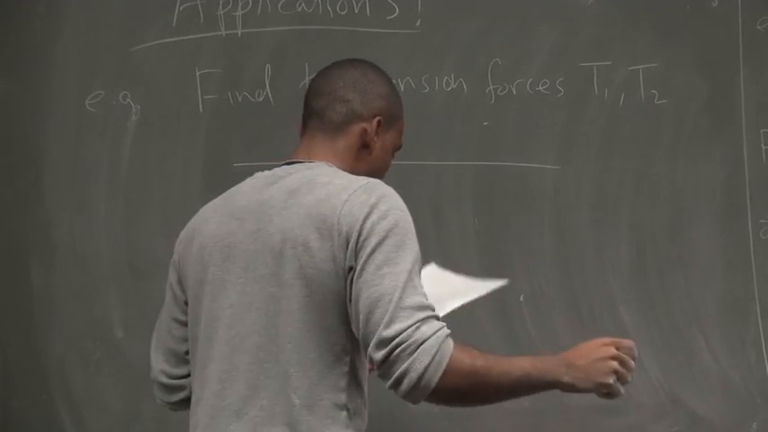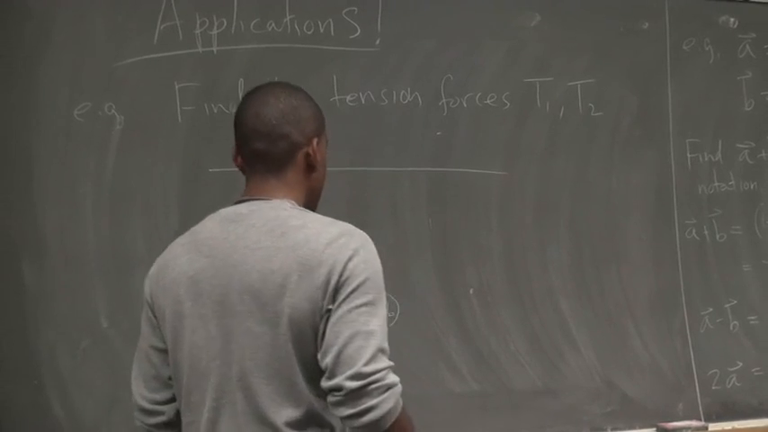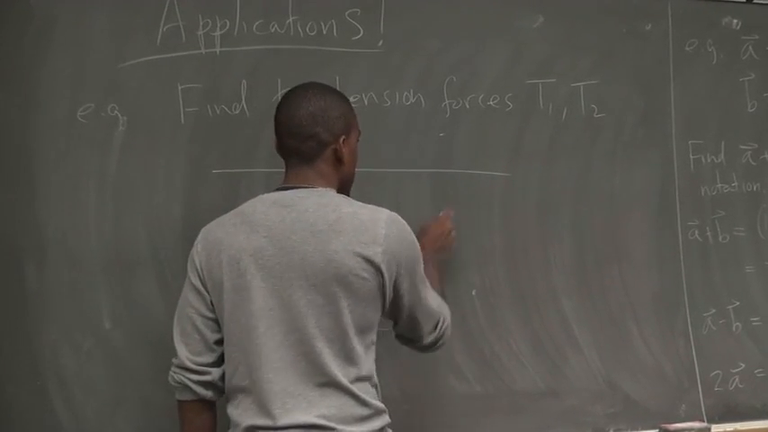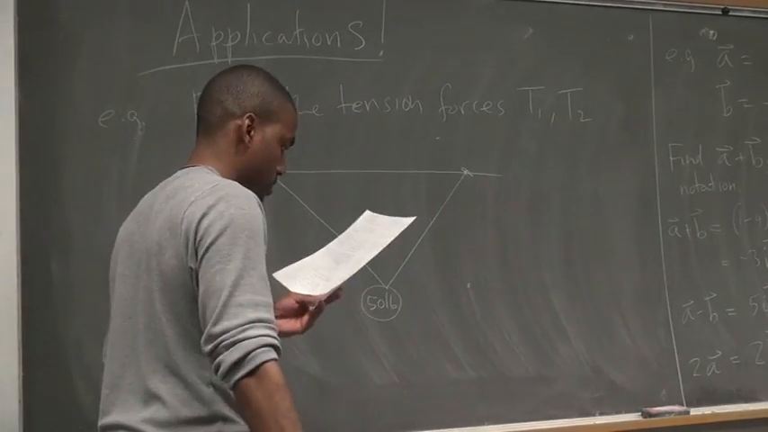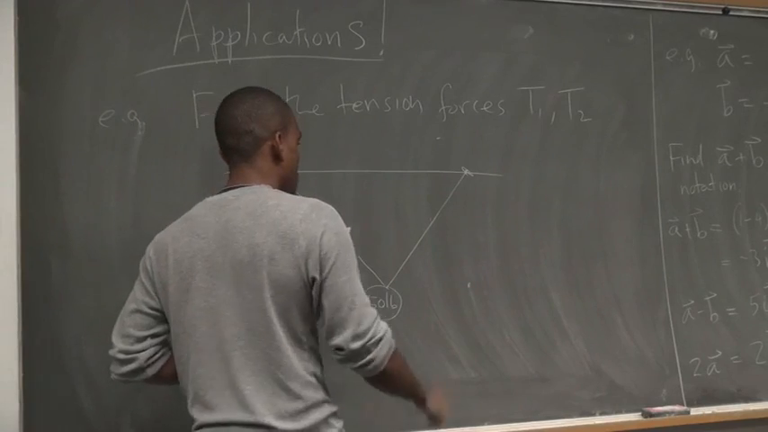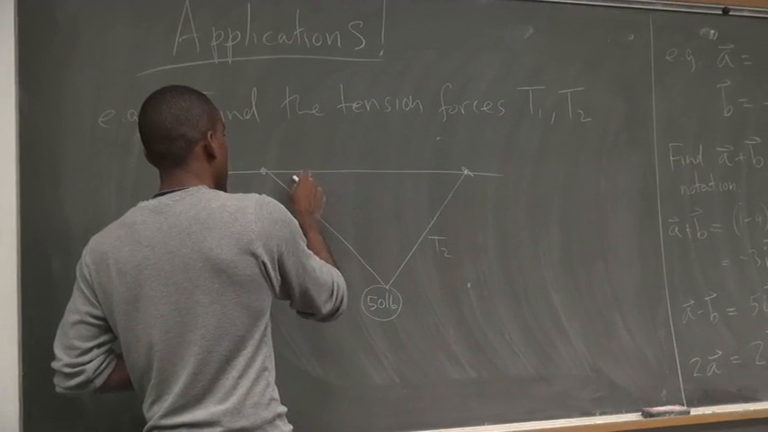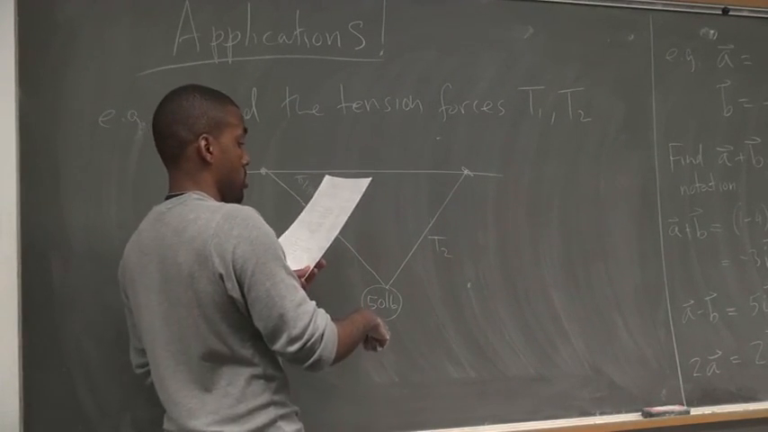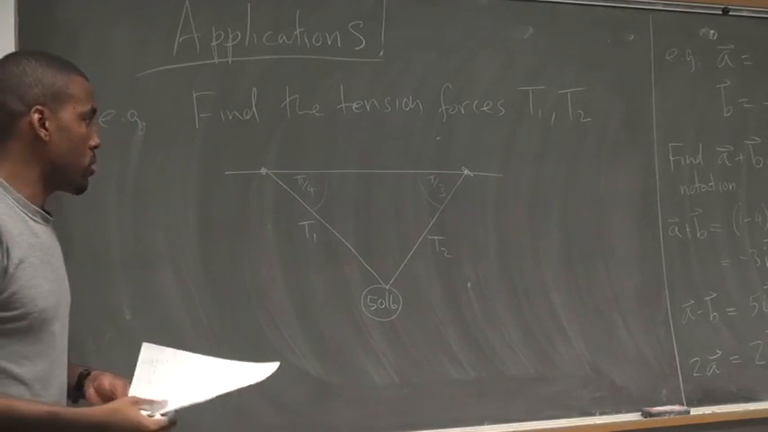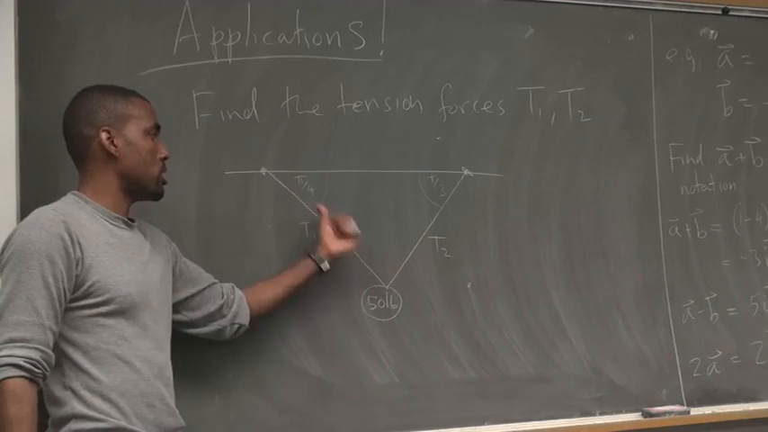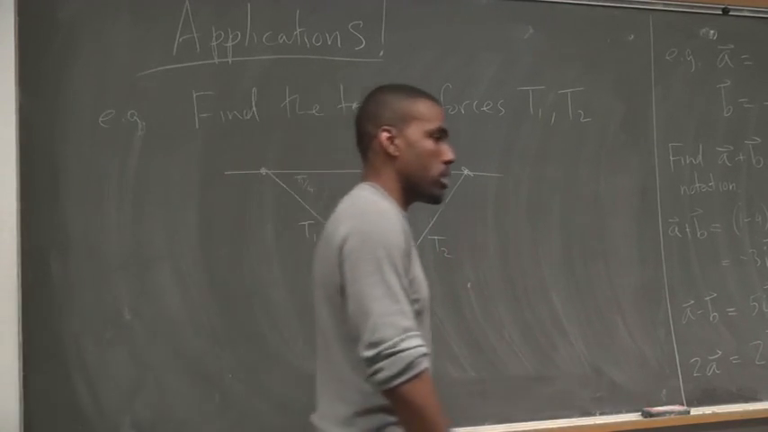So let's say we have an object here that's a 50-pound weight. It's being held in place by 2 ropes connected to the roof, where this one is T1, that one is T2. Let's say we know the angle here is pi over 4, and the angle here is pi over 3. I want to know the tension forces. How much force and in what direction must this T pull and that T pull in order to keep this weight stationary?